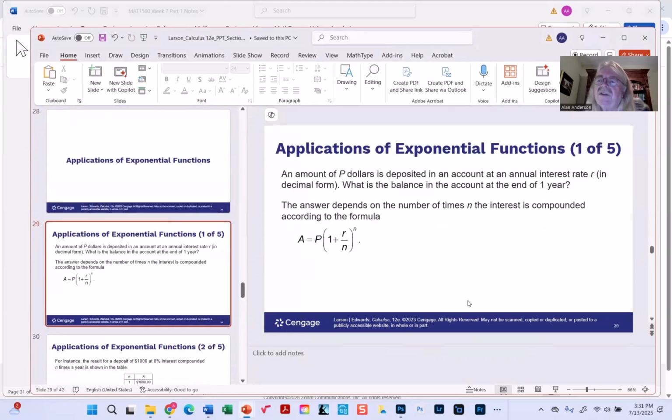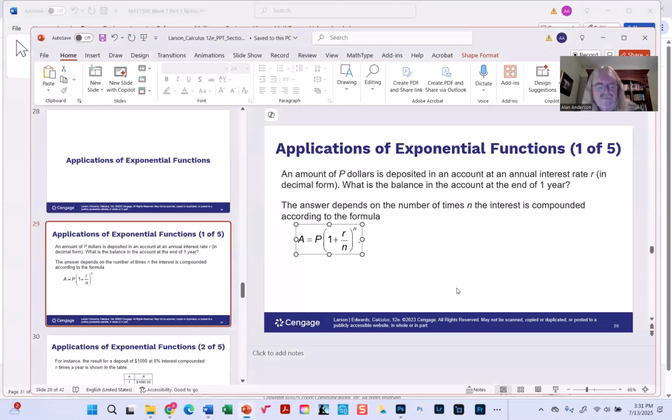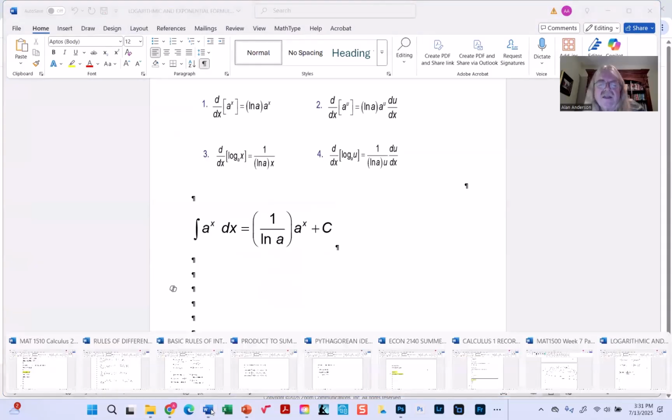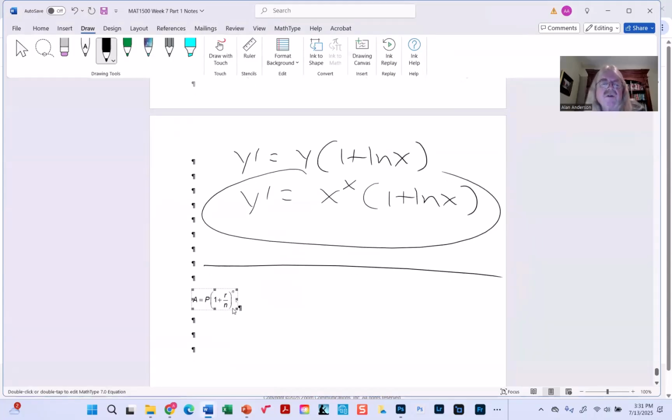Now, here's something we definitely did in pre-calc. This is the formula for the future value of a sum. Okay. So what is this all about? Basically, what this is telling us is if we put a sum of money in the bank today, how much will it be worth in the future? Okay. This is the formula.